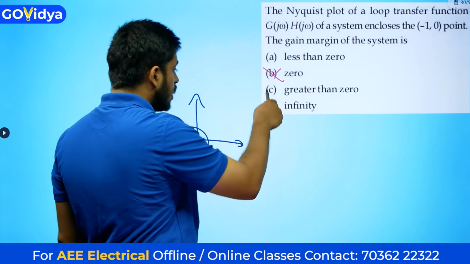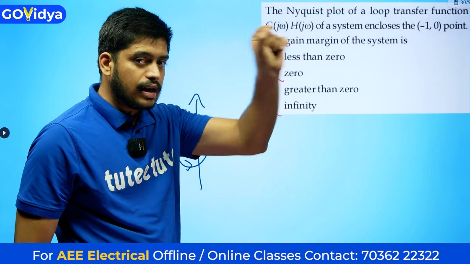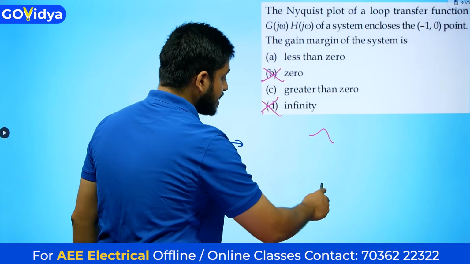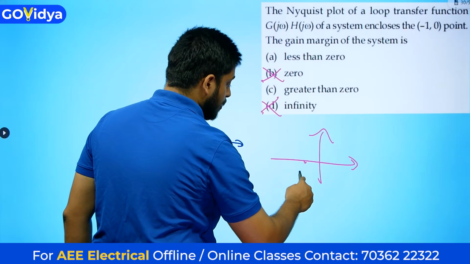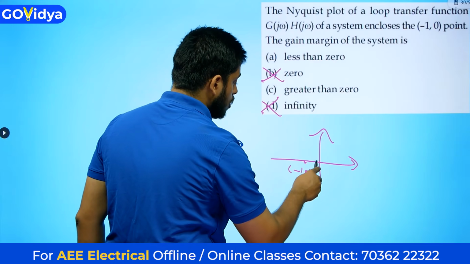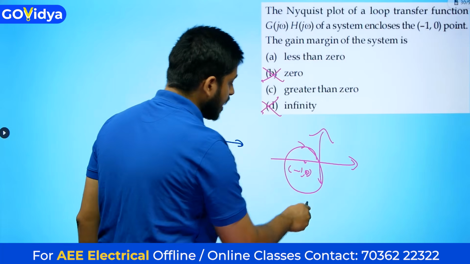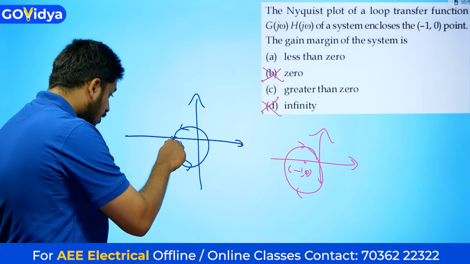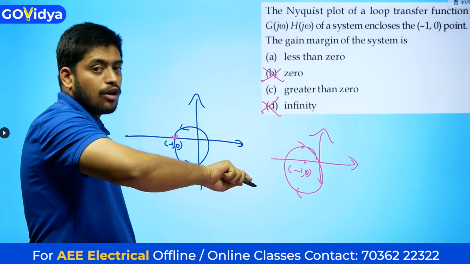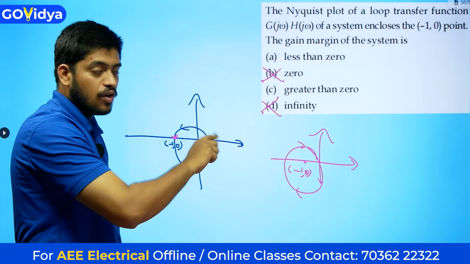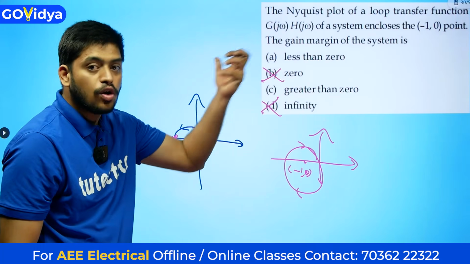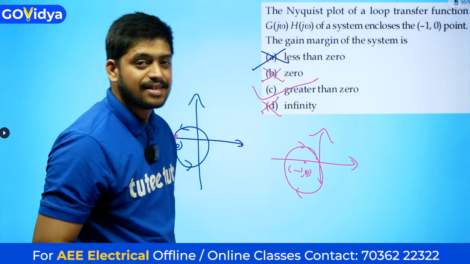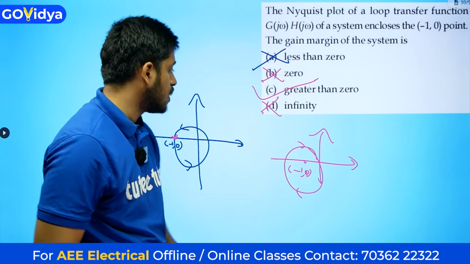Obviously, it is not 0, it is not infinity. It would be less than 0 or greater than 0. If it is less than 0, it will encircle minus 1, 0 like this, either in the clockwise or anti-clockwise direction. But if it is greater than 0, it will encircle only in the anti-clockwise direction. Okay, this is the main difference between gain margin less than 0 or greater than 0. So A is the wrong option. Option C is the right answer here. Simple question, just a small basic thing. Okay, next question.